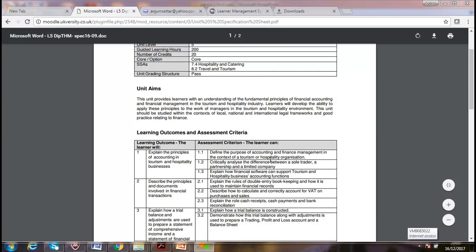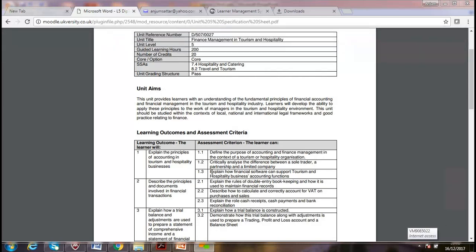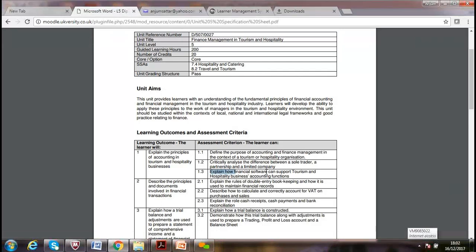Partnership and limited company. What is the difference between them? We'll discuss today the different software we can use within the hospitality industry for accounting purposes, and how we can use them effectively to run our business within the hospitality and tourism industry.